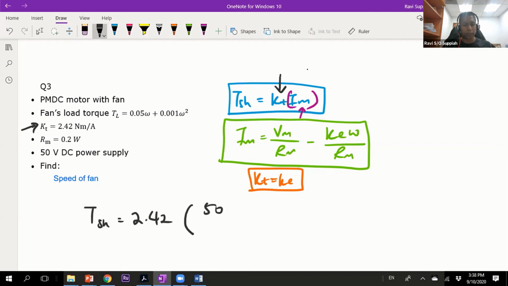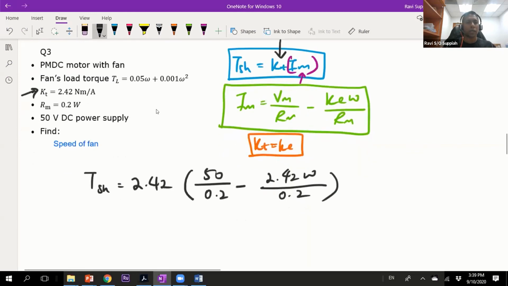So we have 50 over 0.2 minus 2.42 omega over 0.2. And this is the equation for the torque of the shaft. You can simplify this to 605 minus 29.3 omega.